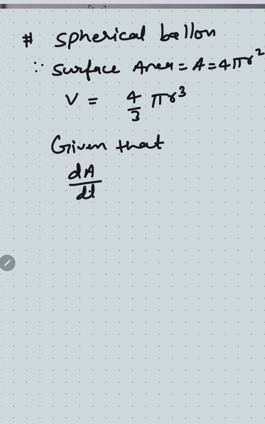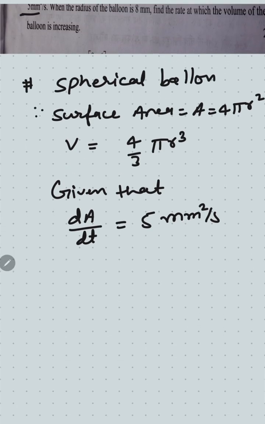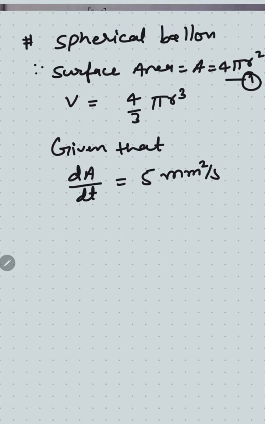it means given that dA by dt is equal to 5. Okay, I give the equation first, second and third.